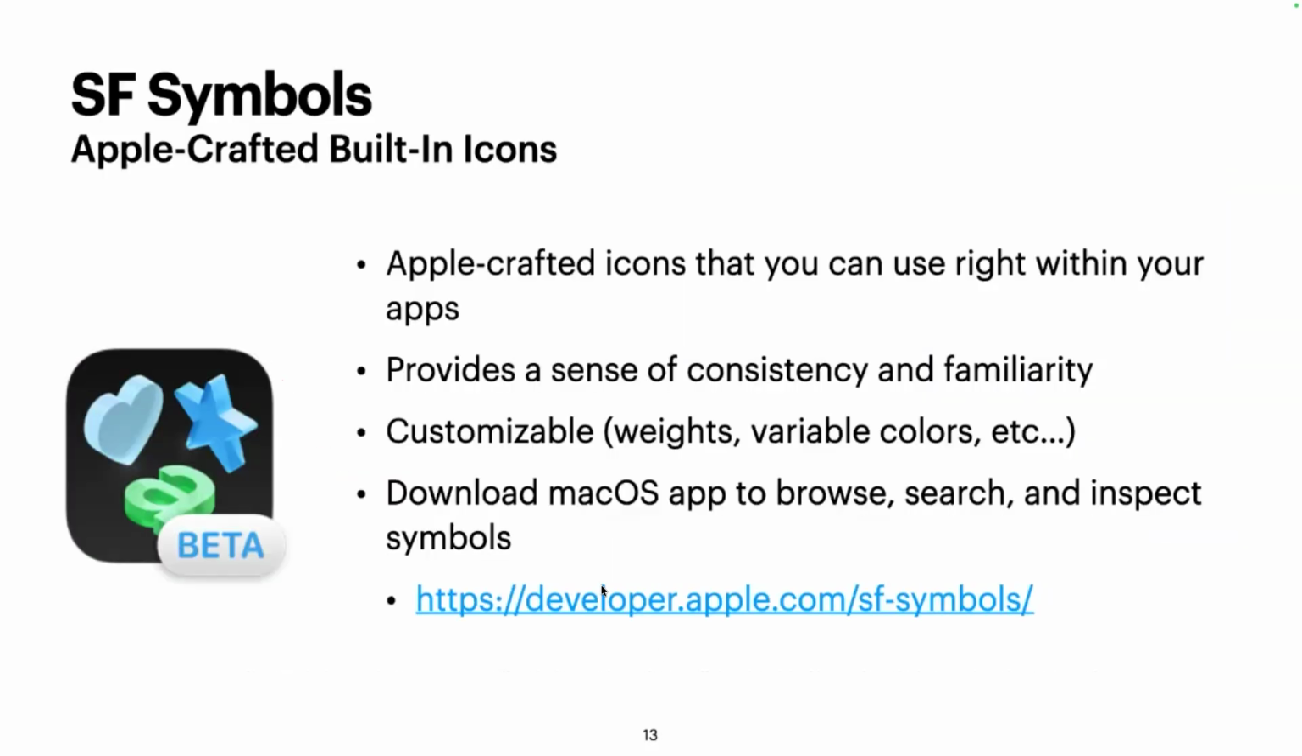Okay. And so here, I also mentioned an app called SF Symbols that you can get from the Apple developer website. It's basically Apple-crafted icons that you can use right within your apps. All of the icons are crafted with a sense of consistency and familiarity, so it evokes the same iconography of the iOS symbols that Apple uses. And it's customizable. You can customize the font weights and different colors of it. There are also different animations. For some symbols, you can add a wiggle effect or scale effects. So if you haven't downloaded it, please download it so you can use it within your apps.